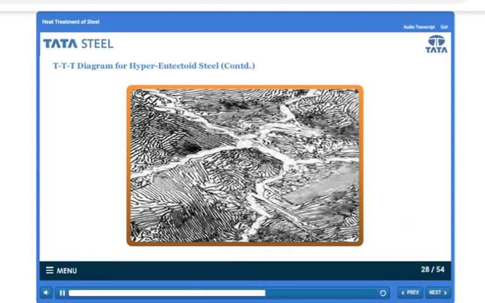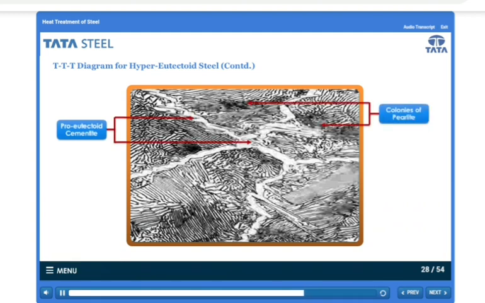The image shown is the micrograph of hyper-eutectoid steel, consisting of a white pro-eutectoid cementite network surrounding the pearlite colonies. Pro-eutectoid cementite is a very small volume fraction of cementite that nucleates at the austenite grain boundary, and it grows along the grain boundary, as grain boundaries are the most unstable areas and have a lot of vacancies. Click next to proceed to the next screen.